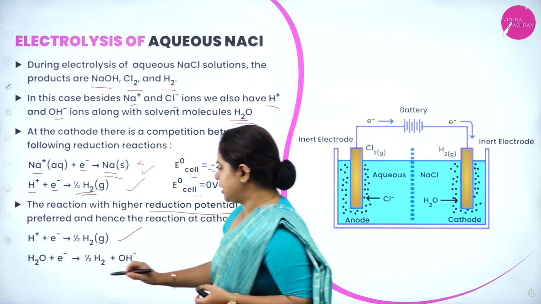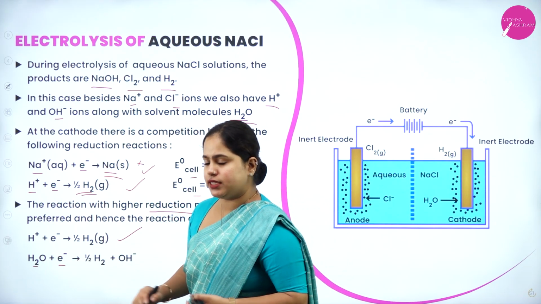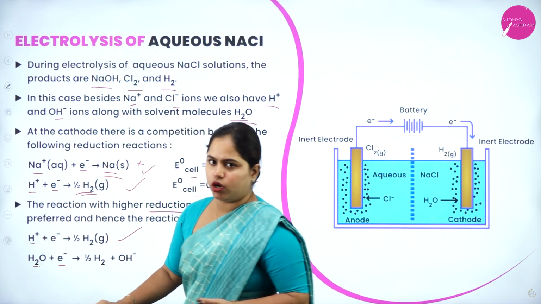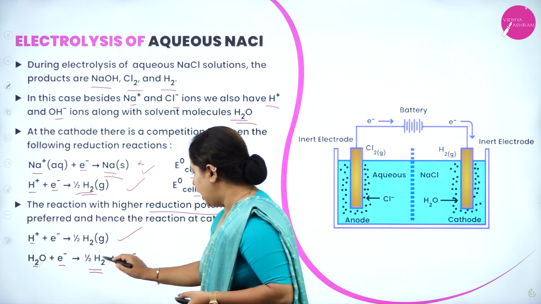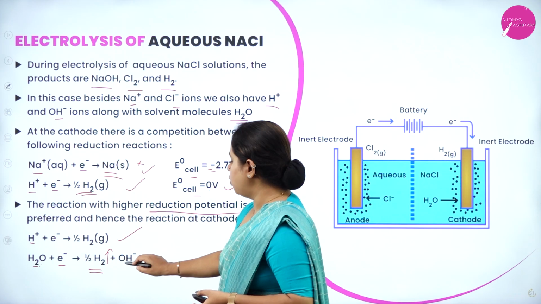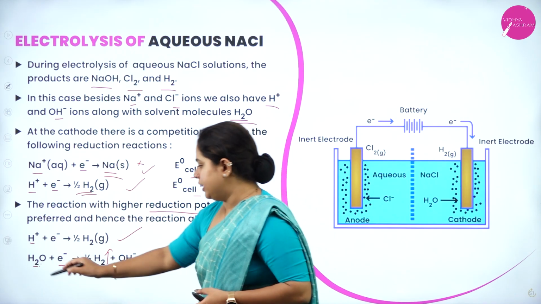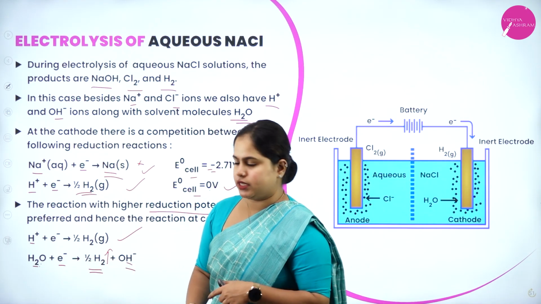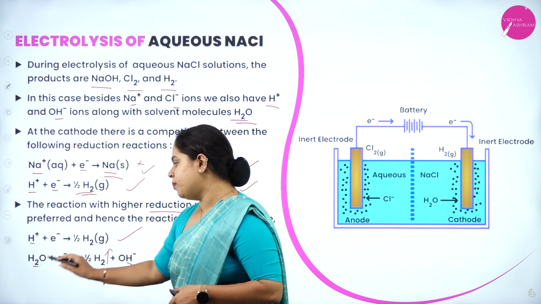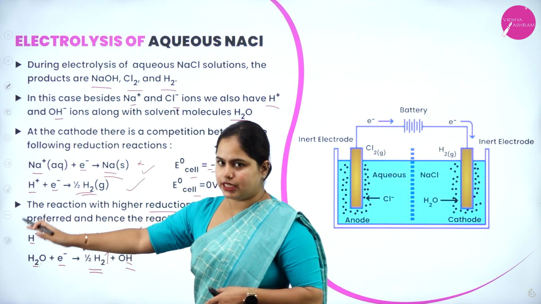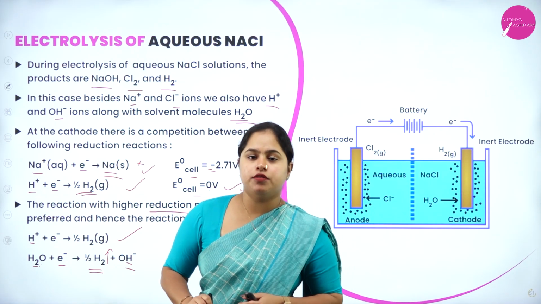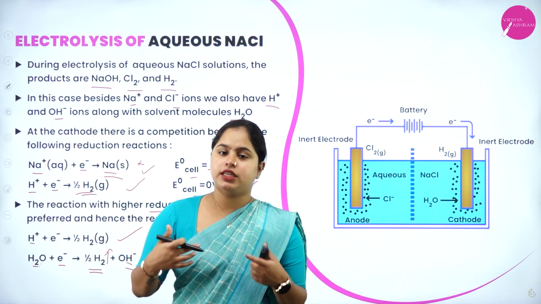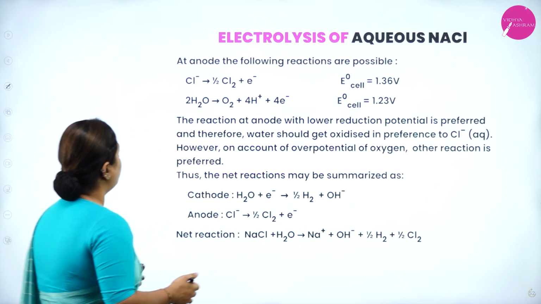So we are going to write it as H2O plus electron. Why is that? H plus we are getting from water only, right? So H2O plus electron, what happens? You are going to get hydrogen gas which is liberated, and OH minus will also be there, right? H2O consists of H plus and OH minus. So H2O accepts an electron, that is exactly the H plus which is present, and liberates hydrogen gas. So what did we confirm? That yes, at the cathode hydrogen gas is being liberated. Now moving on to the next part.